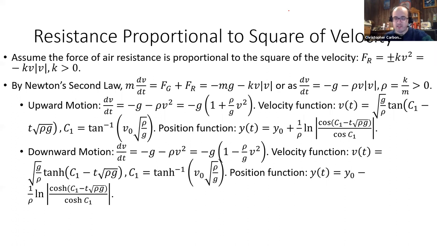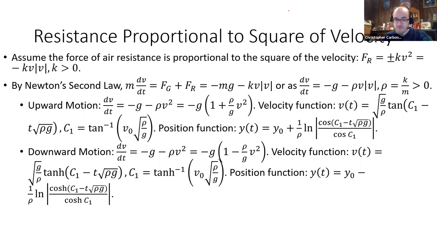So, −g times (1 + (ρ/g)v²). The velocity function would then be v(t) is equal to the square root of g/ρ times the tangent of (c₁ − t√(ρg)). And c₁ is the inverse tangent of v₀ times the square root of ρ/g.